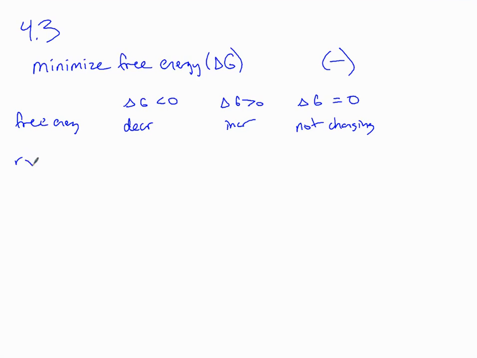And in terms of the reaction, that means that this one is thermodynamically favorable. When delta G is positive, it's unfavorable. And when delta G equals 0, we are at equilibrium.